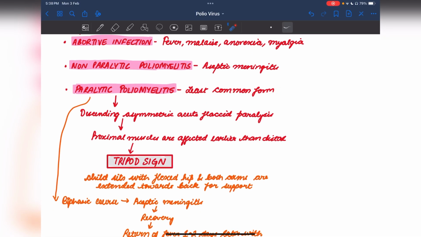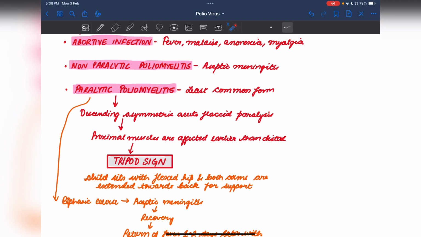It's even less than 1%. What you will see in it is descending asymmetric acute flaccid paralysis. We will find acute flaccid paralysis that will be asymmetric, meaning right and left will not be equal every time, and it will be descending from up to down. Proximal muscles are affected first and then the distal ones. Mostly it starts with the hip and then spreads to the extremities.